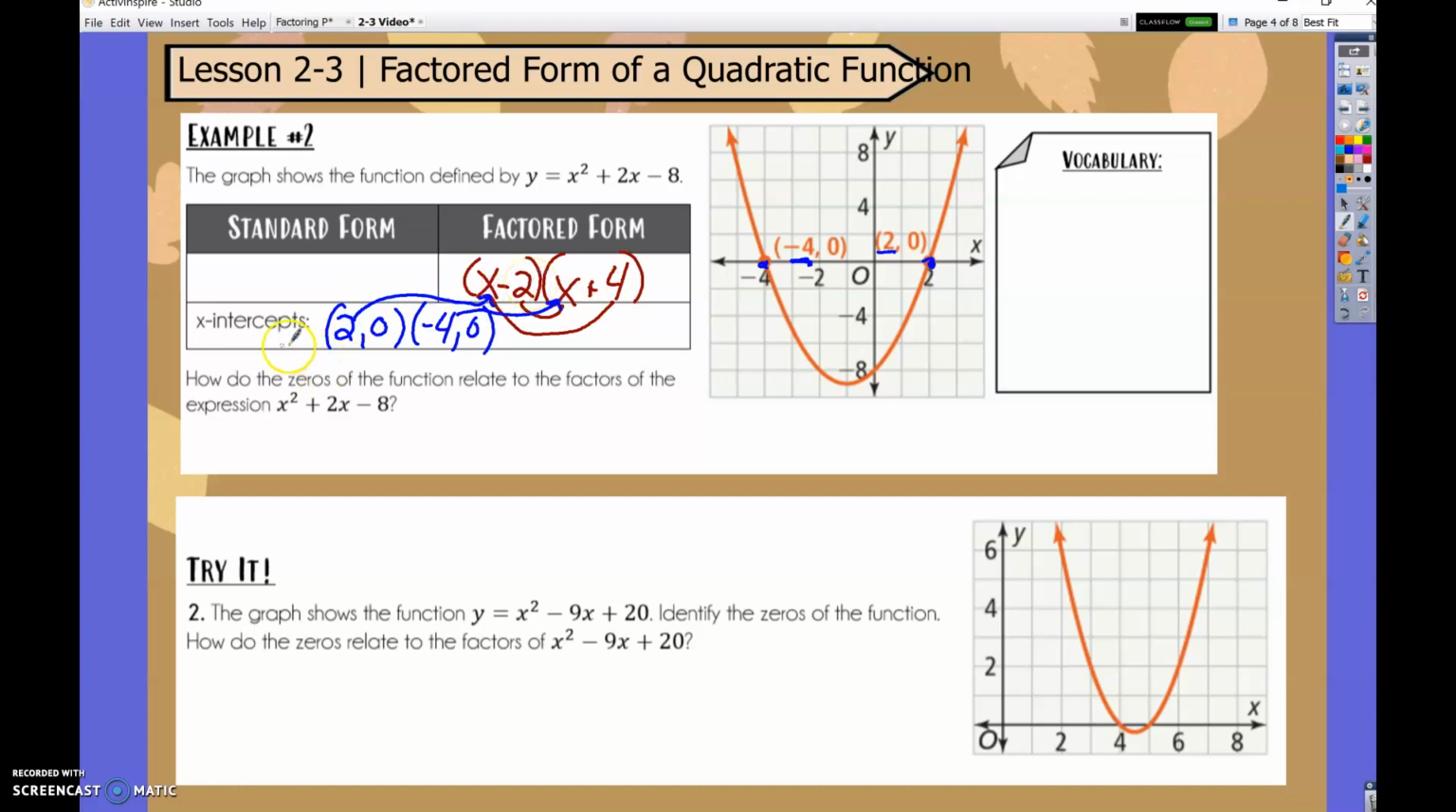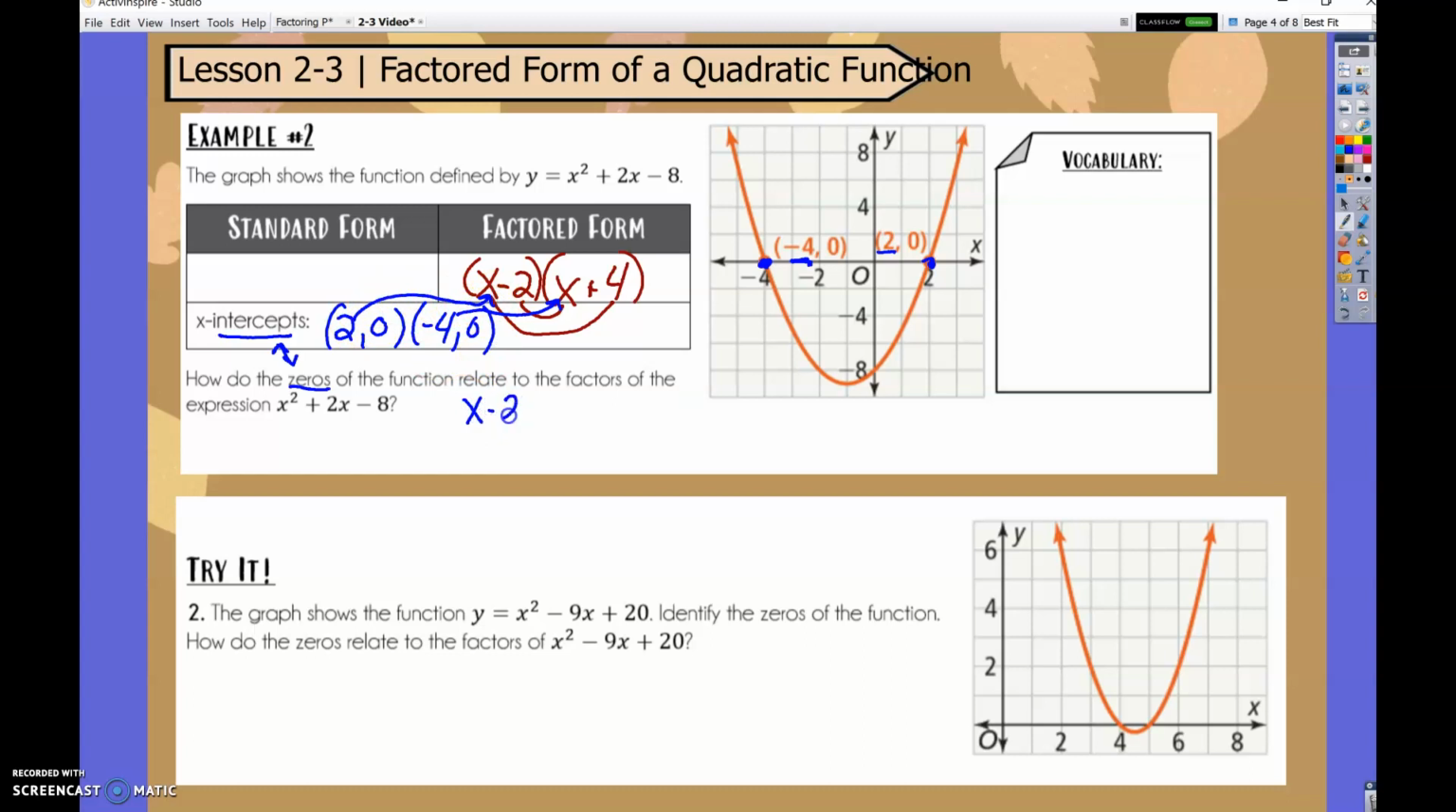That's definitely why we call our x-intercepts the zeros. Zeros and x-intercepts are the same thing. They're where the graph hits the x-axis. So we could say that our x-intercept is the opposite, or essentially what makes our parentheses 0.